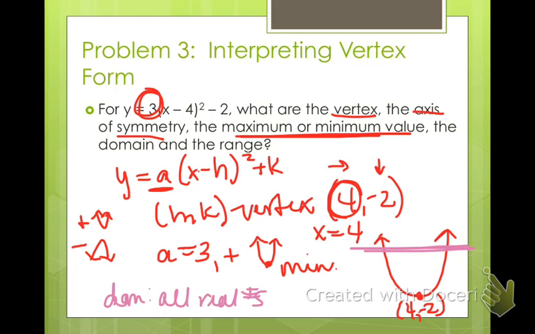But what about our range? For our range, that's values that are vertical. Do we have restrictions on our y values? Yes, we do, because it can never go below this line right here. So what is the smallest y value we can have? Negative 2. And does it include negative 2? Yes. So y has to be greater than or equal to negative 2. So there's our domain, our range, our vertex, our axis of symmetry, all those great things.